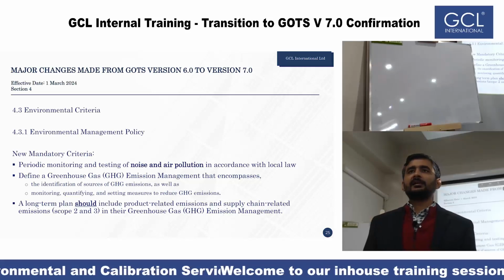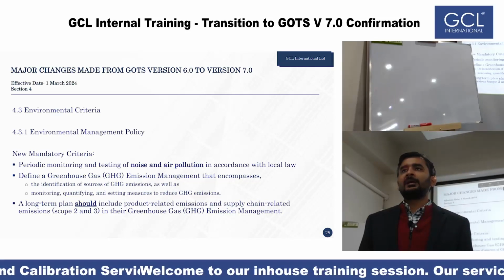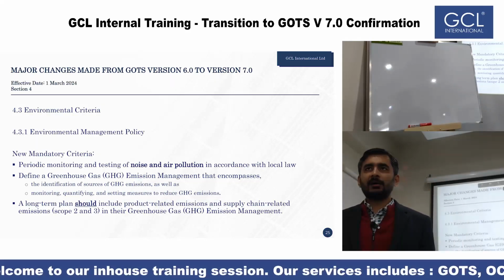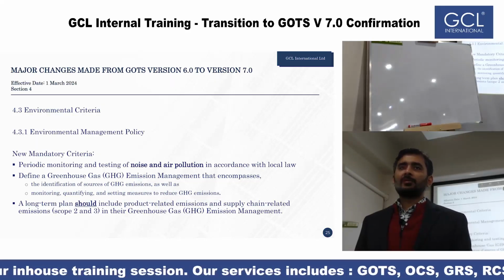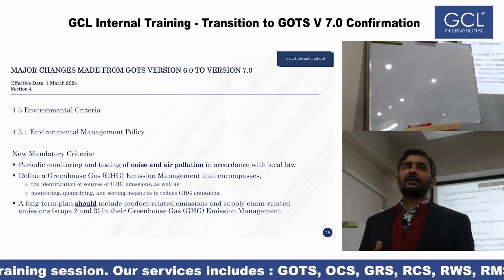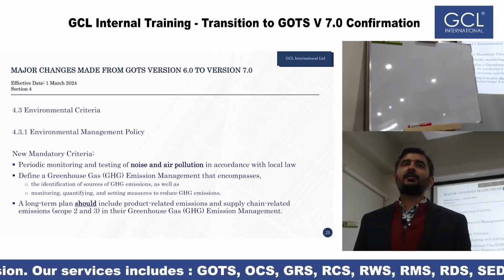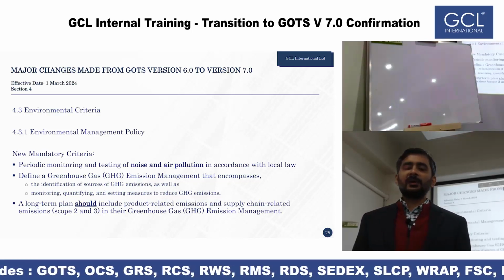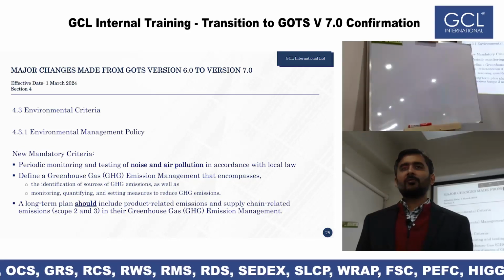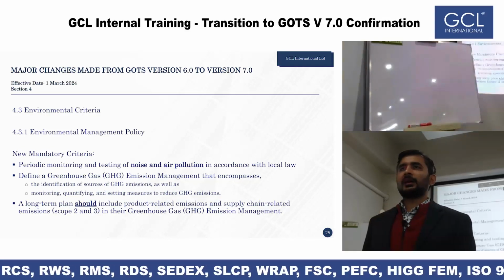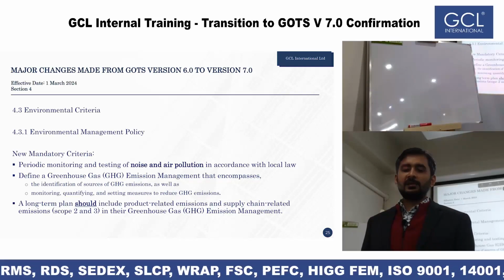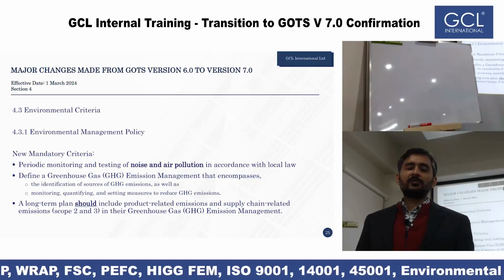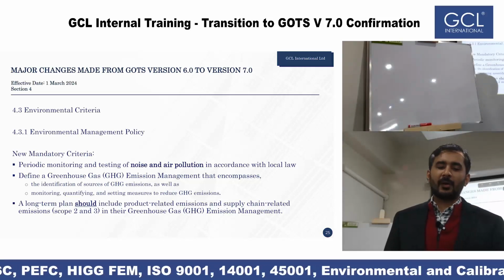And the second criteria is that in GOTS version 6.0 they said that the company shall identify the sources of GHG emitting points. So in the previous version only identifying the source was enough. Now in GOTS version 7.0 the criteria is added that for GHG the company shall identify, monitor, quantify and also set a target goal for improving their GHG emission performance. So all these things they need to do now under GOTS version 7.0.